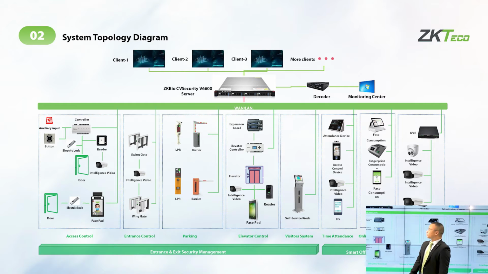This diagram is the system typical diagram. We divide it into three parts. Firstly, entry and exit security management. The second is the smart office. The third is safety prevention. Everybody knows all the modules. We can see access control, entrance control, parking, vehicle management, and also elevator.